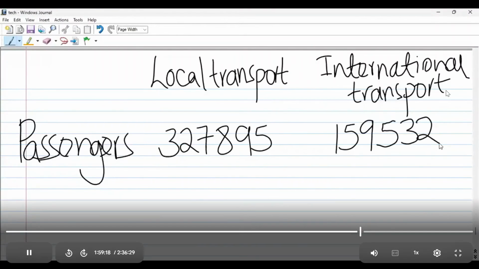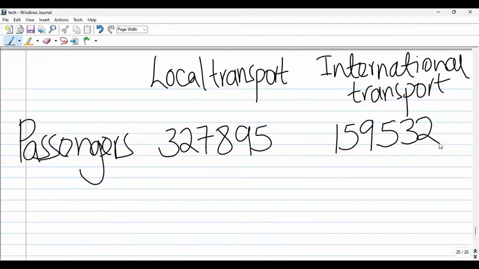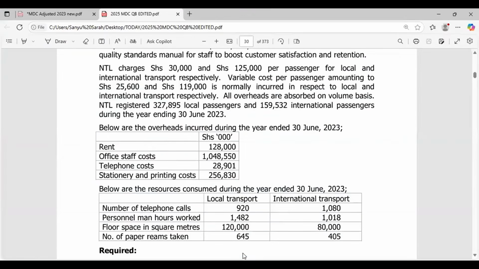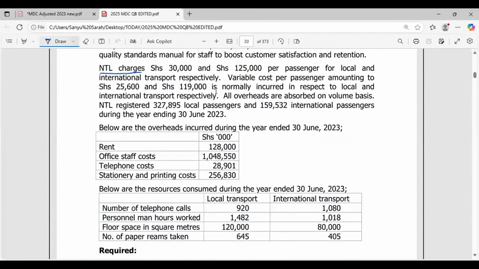So from there, remember we are going to look for profit. So revenue minus total costs. So we are going to come and show shillings here. So we are going to start with the revenue. Now, remember revenue is price times quantity. So they've told you that NTL charges 30,000 shillings and 125,000 shillings per passenger for local and international transport respectively.